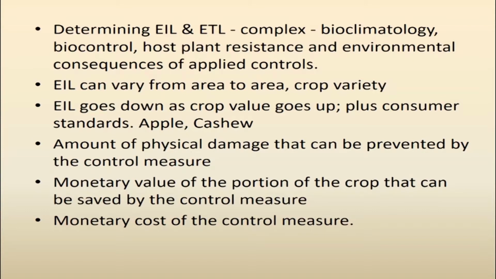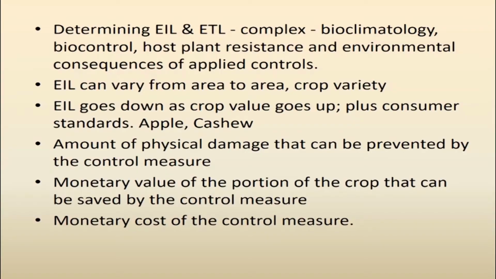It goes down as the crop value goes up and with consumer standards. For example, in case of apple, even if one insect damage is there, the consumers will not prefer to purchase that particular apple. So, in that case, the farmer will be applying the insecticide even at the sight of one insect, which is not recommended in that particular crop.